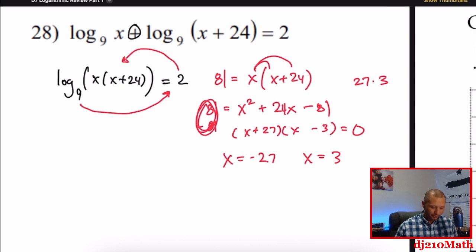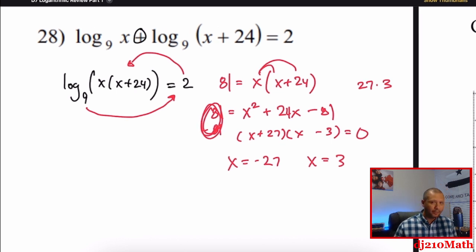The way you do that is you plug in to see if these would actually work. So if I plug in negative 27, well, logs, we know, can't have a negative argument. The part inside the log cannot be negative. So right away, this one is garbage. X equals 3, so we can plug in 3. Okay, that'll work, and then 3 plus 24, a positive number, will also work. So 3 is legit.